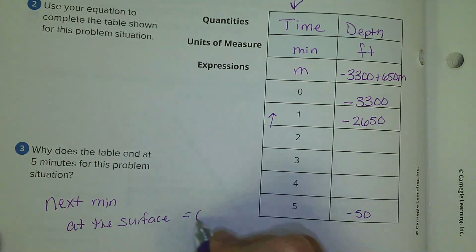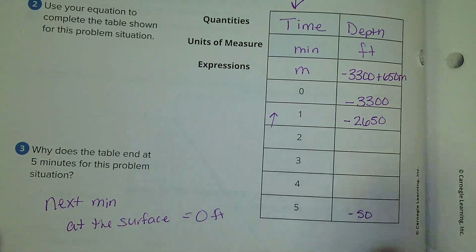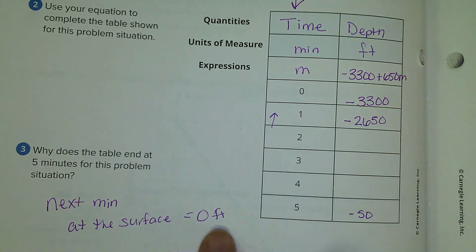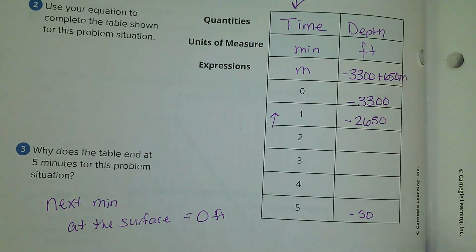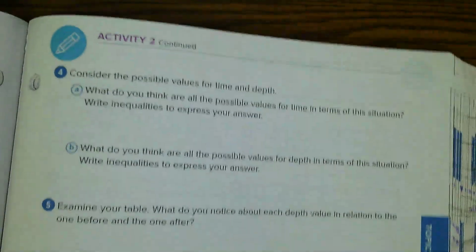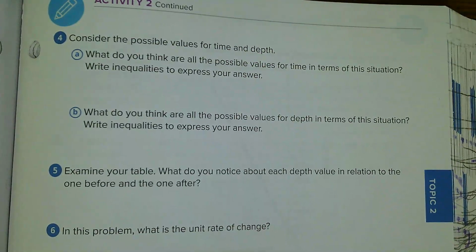Because surface is going to be 0 feet. That's where you crest and you hit the water. So when feet, our depth, becomes 0, that's where we're at the surface. So as we look at these problems and it talks about what do you know about these numbers? What do you think all the values are?